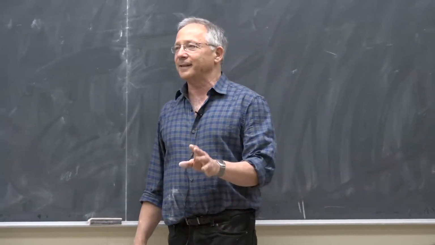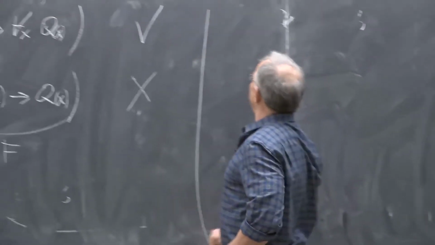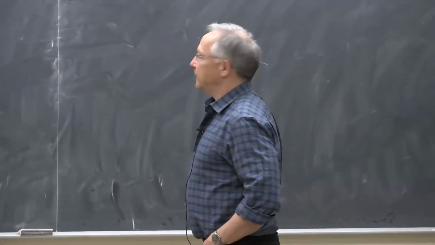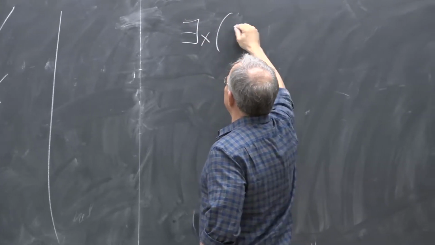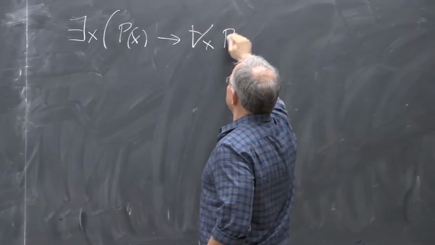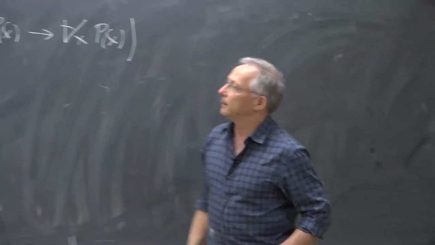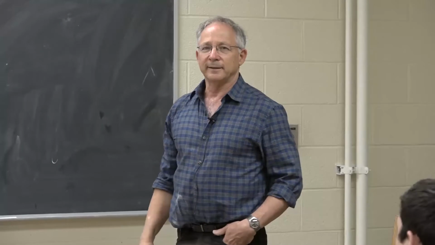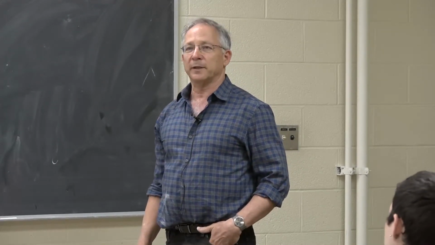So to show you an example of something which is not completely intuitive, consider this formula. The formula says that there exists an x such that P(x) implies for all x P(x). At first sight, it looks like a confusing formula, but what does it say? This is a very practical formula.